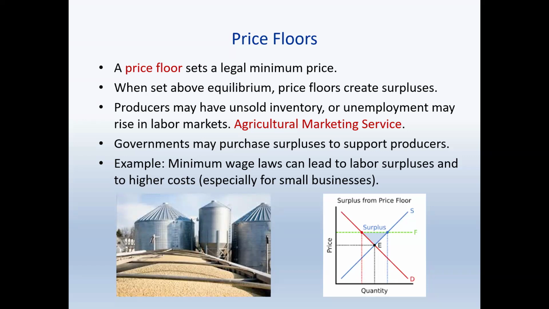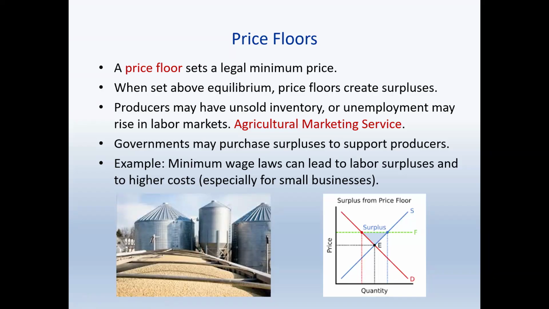Similarly, the government supports farmers through the Agricultural Marketing Service. This Agricultural Marketing Service creates price floors for things like corn and soy. That means that there's too much corn in the United States, a surplus of corn, and too much soy. The government then buys these surpluses and stores them in large facilities like we can see on the bottom left. Both price floors and price ceilings distort the market, and generally, economists do not favor price control by the government for that reason.